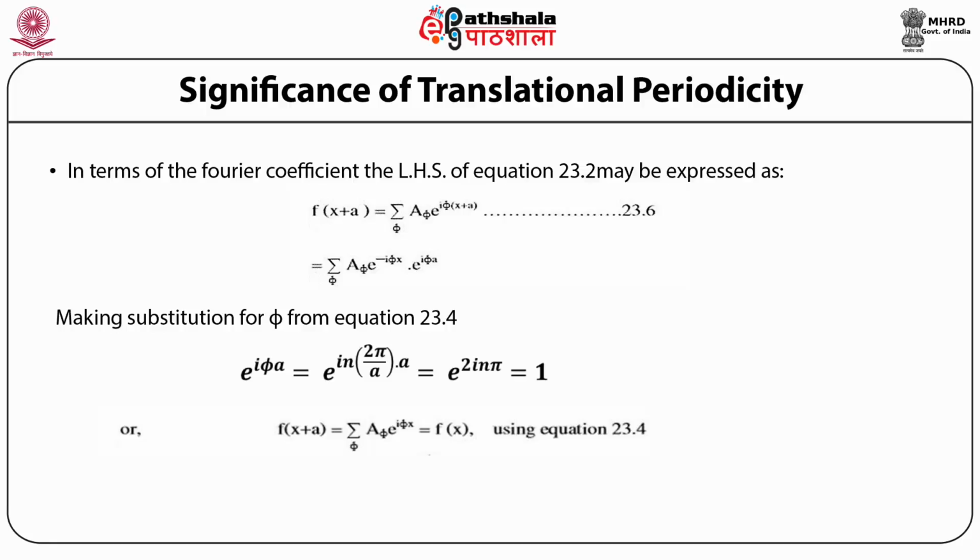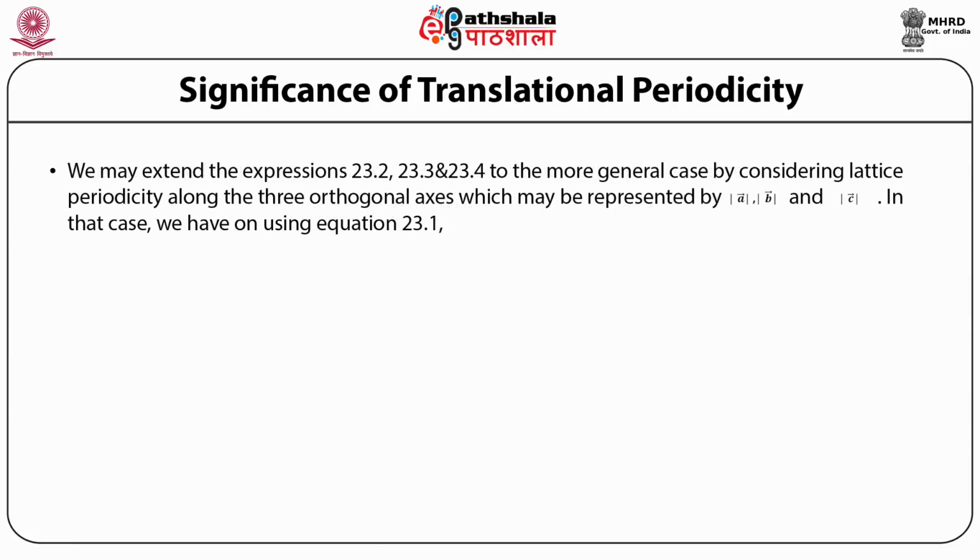Or f(x plus a) is equal to summation over phi capital A subscript phi exponential of i phi x, which is equal to f(x) using equation 23.4. It shows that the function f(x) is equal to summation over phi capital A subscript phi exponential of i phi x. We may extend the expression 23.2, 23.3, and 23.4 to the more general case by considering lattice periodicity along the three orthogonal axes, which may be represented by modulus A vector, modulus B vector, and modulus C vector.